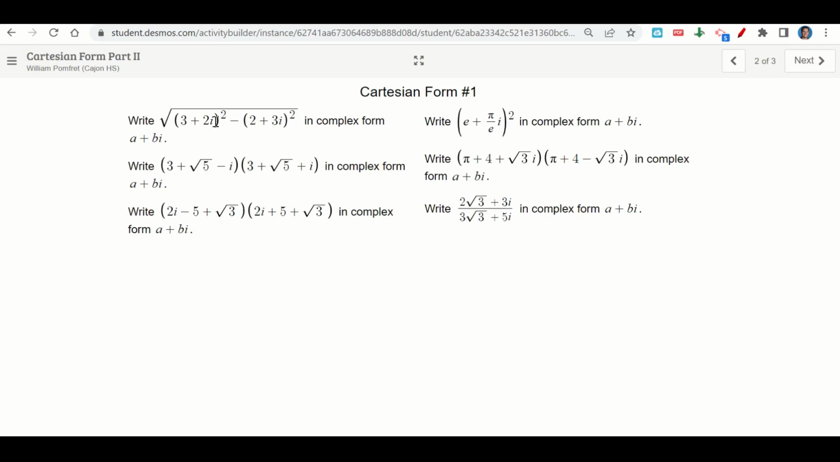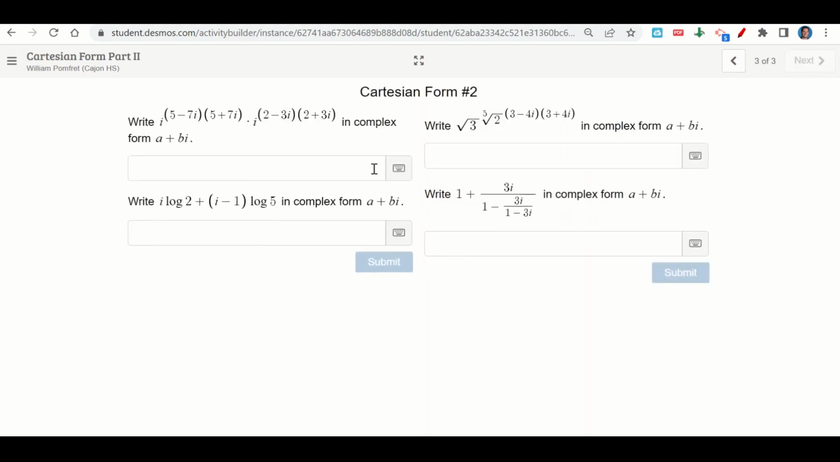And it gives us a series of questions that we need to write in complex form. So you'll need to simplify each one of these and get them into complex form. And you'll put your answers below. And we'll go ahead and click next. Let's go to the next one. The next one looks like this as well. We're going to continue to do the same thing. Let's do this one together.